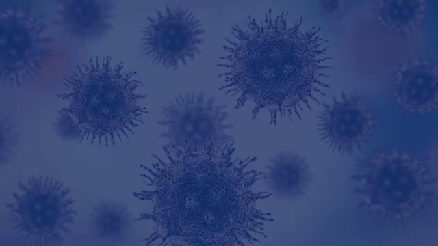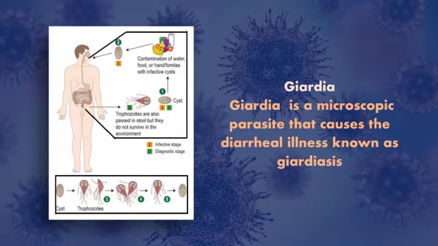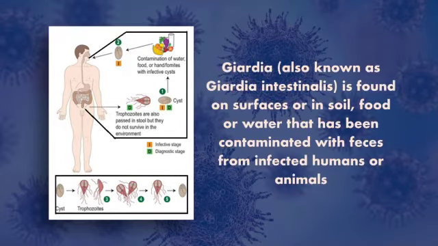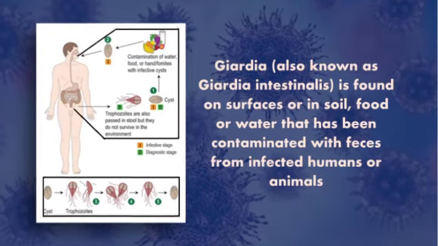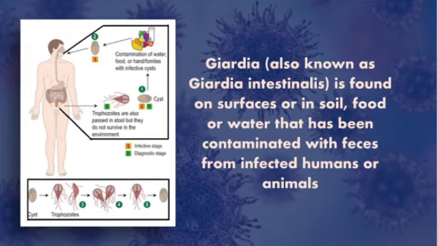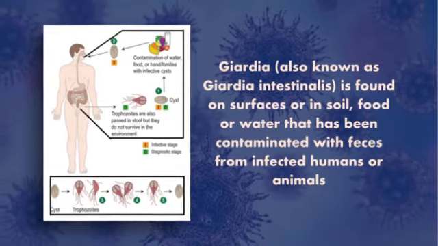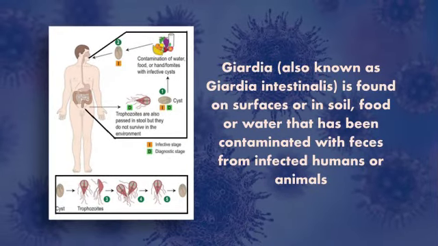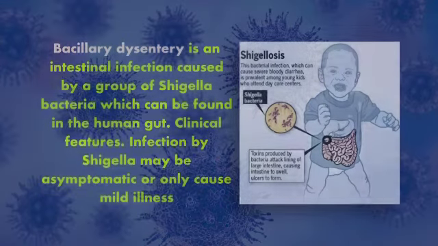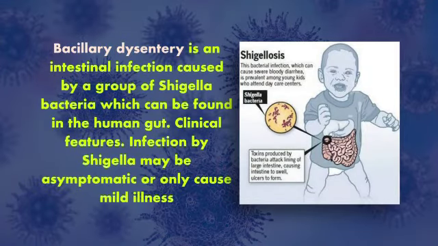This is the disease Giardia. Giardia is a microscopic parasite that causes the diarrheal illness known as giardiasis. Giardia, also known as Giardia intestinalis, is found on surfaces or in soil, food, or water that has been contaminated with feces from infected humans or animals. So infected persons pass them out in the form of feces, and when we use the infected food, water, etc., they enter our body and create health problems.